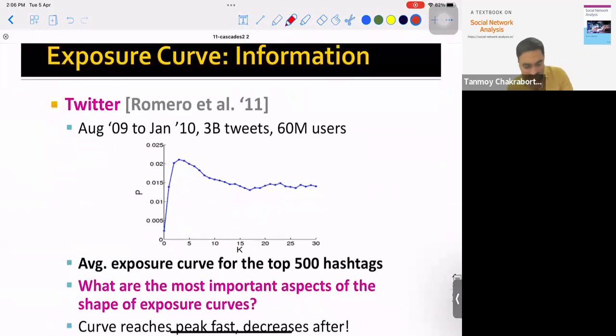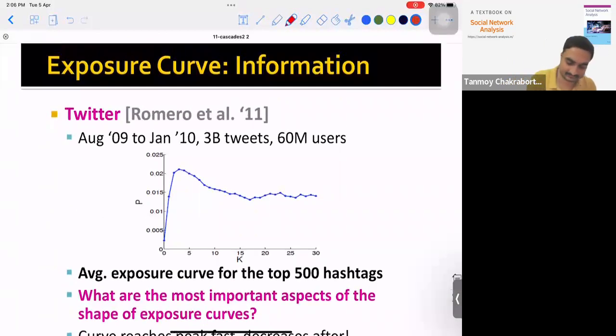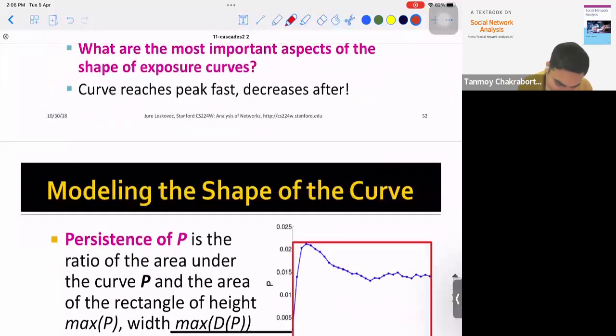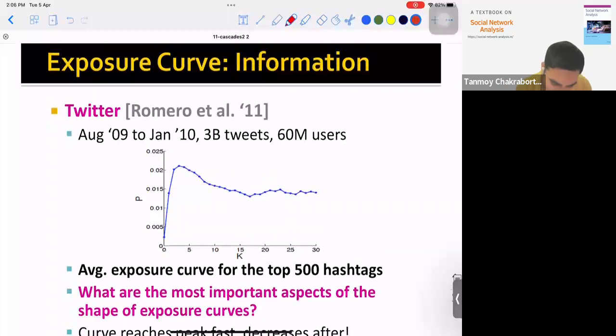Now let's look at another interesting empirical experiment. In this particular setting, Daniel Romero and colleagues published a paper in 2011, and they wanted to understand the spread of different types of events. It can be a musical event, it can be something else. They collected tweets related to those events, and there are also users associated with the tweets. And they tried to understand the exposure curve from a different point of view.